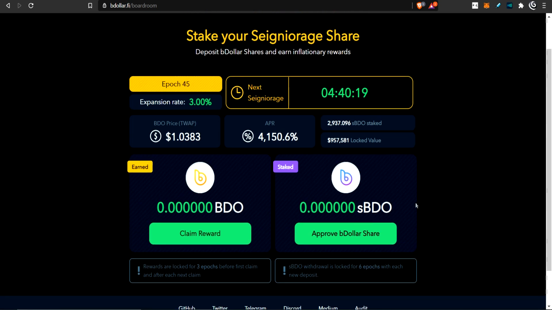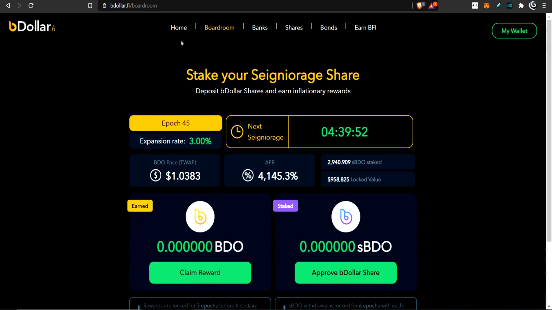In the boardroom, it shows you where you would stake your share tokens. Okay, you would stake them here and you would get those extra bDAO that are minted and that are not given to redeemed bonds. Now current APY is this. Now what does this mean? This is because there's not a lot of bonds, right? And it keeps going up. So the price keeps going up.